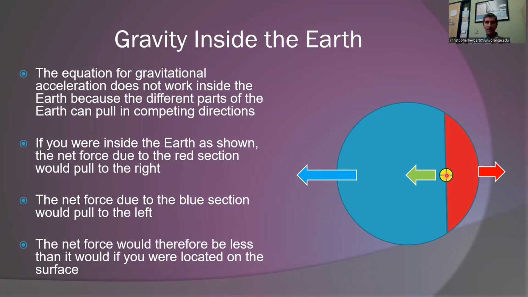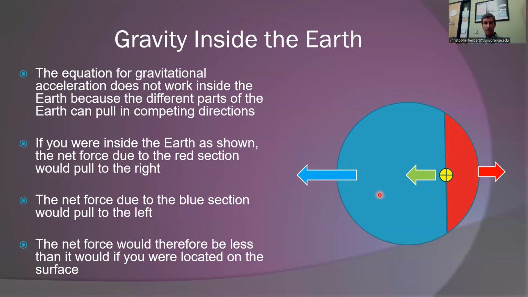Think about this. If I'm about a third of the way below the surface of the Earth, by Newton's universal law of gravity, the force is equal to G m1 m2 divided by r squared, but that's only considering if the masses were point sources. In this case, this red section of the Earth would be pulling me off to the right. So that would produce a gravitational force to the right on this diagram.